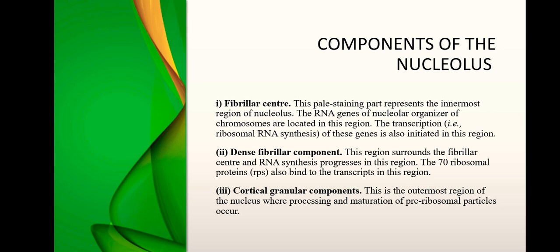Second component of nucleolus is dense fibrillar component. This region surrounds the fibrillar center, and RNA synthesis progresses in this region. The 70 ribosomal protein also bind to the transcript in this region. Cortical granular component. This is the outermost region of the nucleolus where processing and maturation of pre-ribosomal particle occurs.